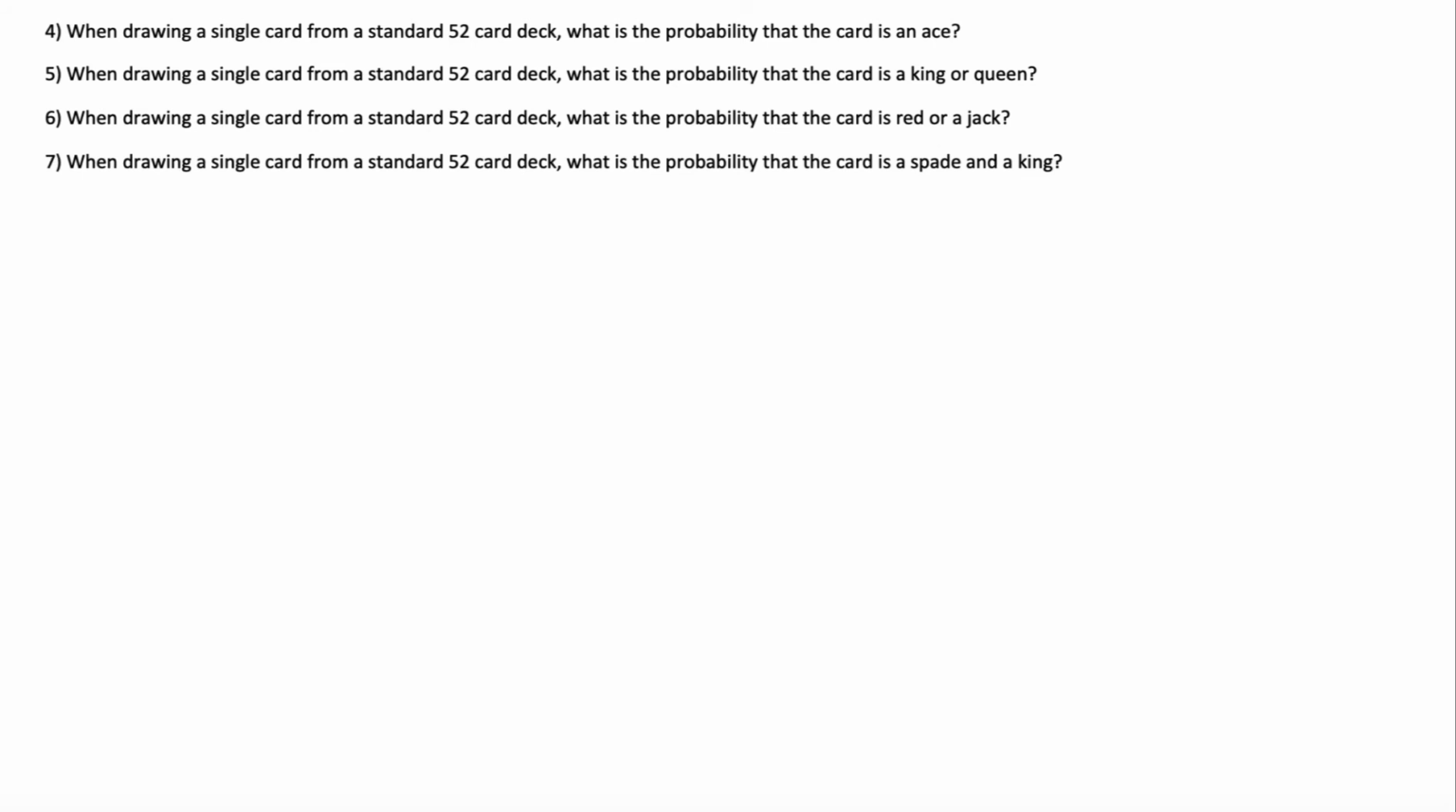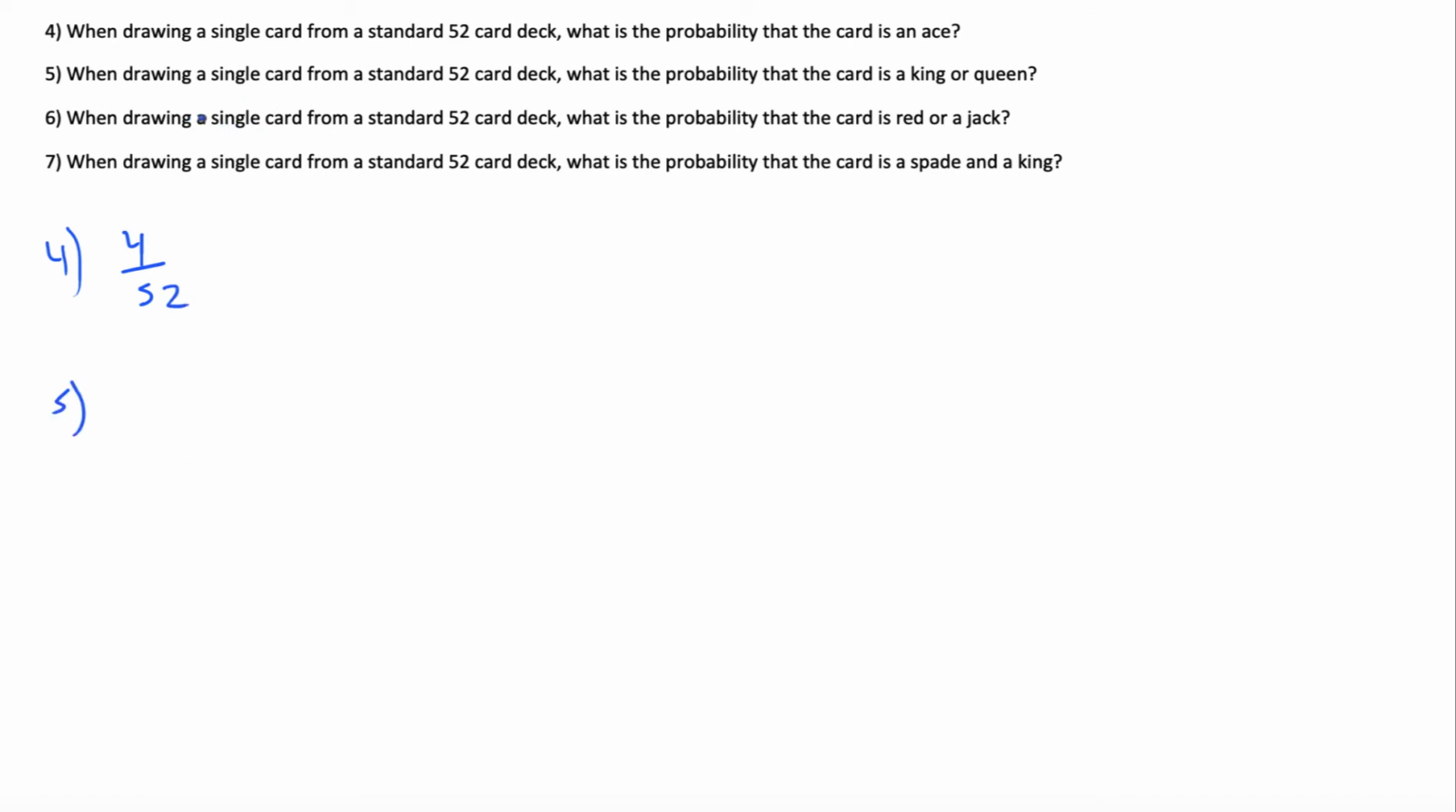All right, so here we got some probability questions involving drawing a single card from a standard 52 card deck. The first question: let's say you're drawing this one card from a standard 52 card deck. What is the probability that the card is an ace? Now we know that there's 52 cards in the deck, right? And there are 4 aces in the deck. So the answer to this question would be 4 out of 52.